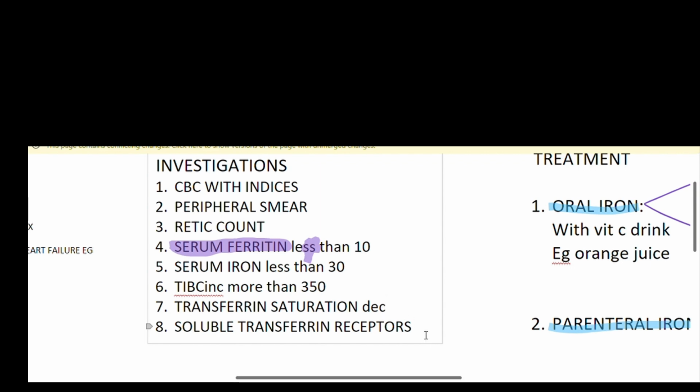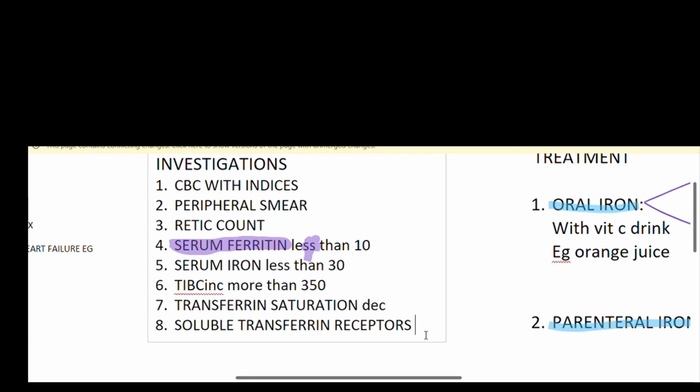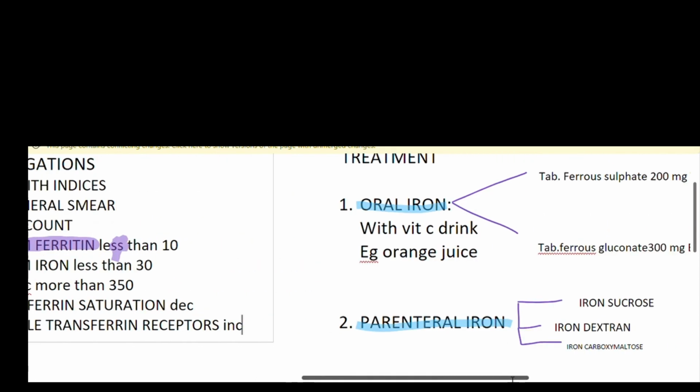And coming to the soluble transferrin receptors, it is also another investigation to rule out iron deficiency anemia. The soluble transferrin receptors are increased. I hope that's clear so far.